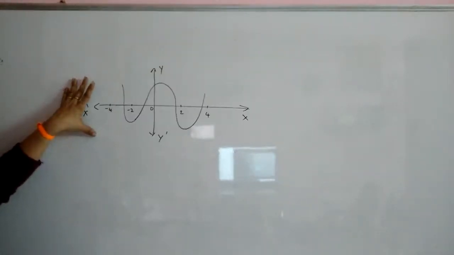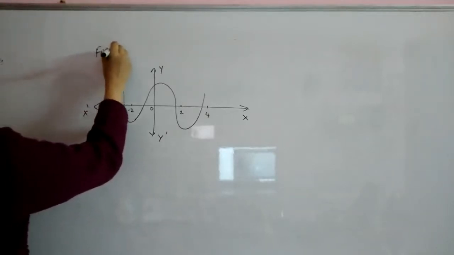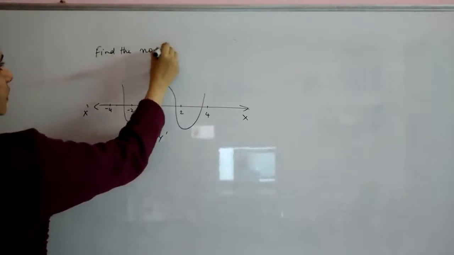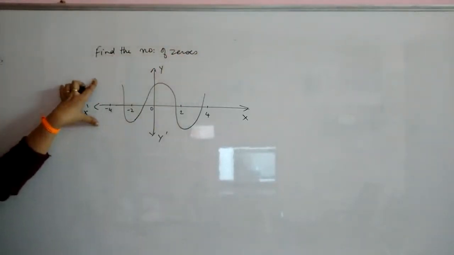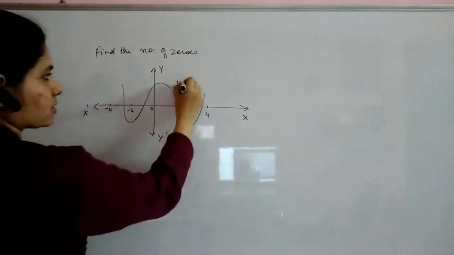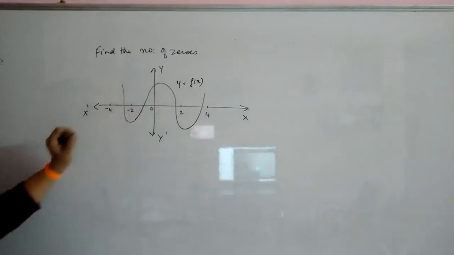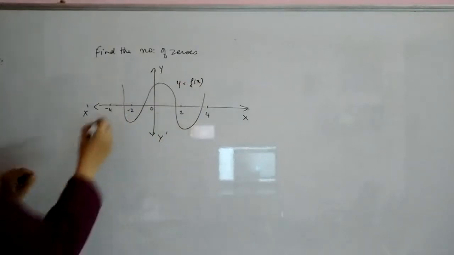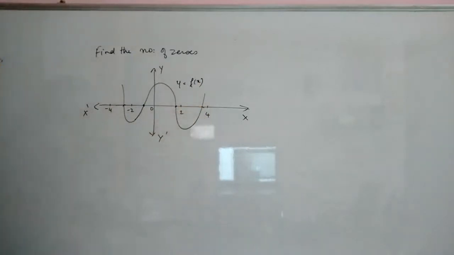This is a figure. The question is to find the number of zeros which this graph can have. Number of zeros of the polynomial. This is the polynomial given. This is your y equal to f of x. The polynomial's graph is this. How many? Yes, 4. How? Those points which are touching the x-axis will give you the number of zeros of the given polynomial.